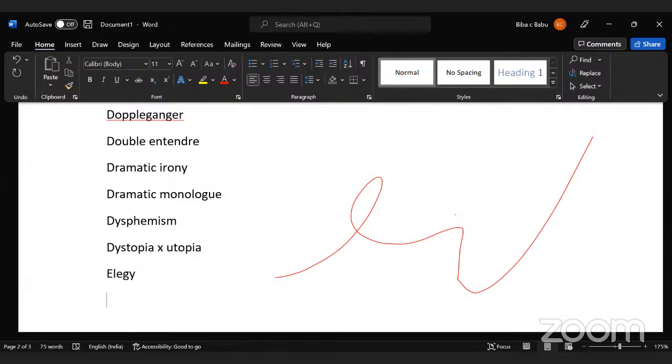Next is elegy. Elegy is a narrative form. It's a poem about death, mourning the death. When someone is dead, if the poet is mourning the death of someone, it is called elegy.